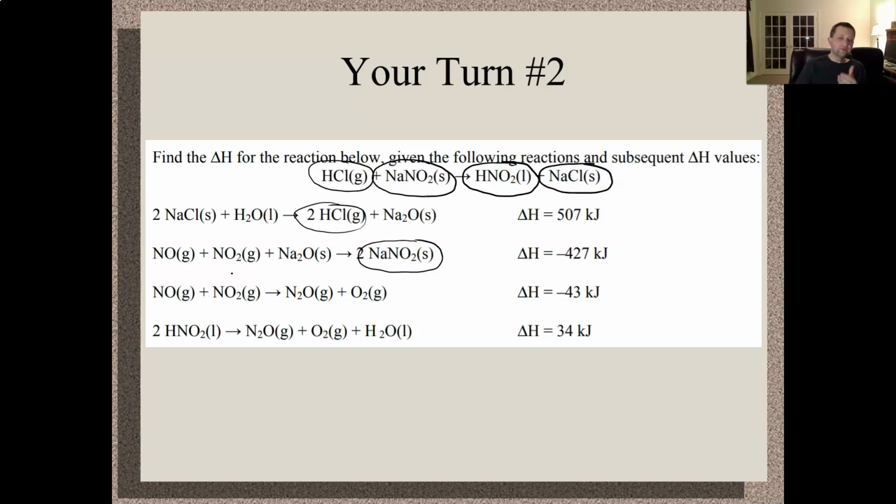Once you flip what you need to, just see if your coefficients cancel out. For this one, all of your coefficients are going to end up being 1s for the overall chemical reaction that you're looking for. So take a second, see if you can figure it out.